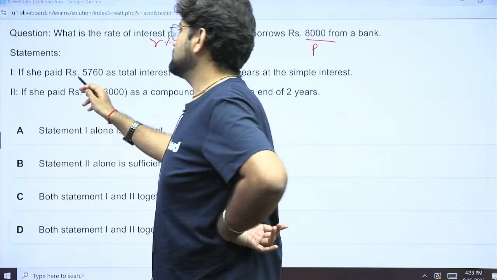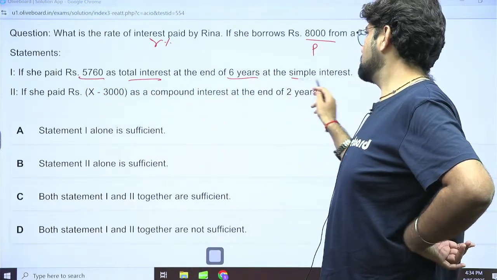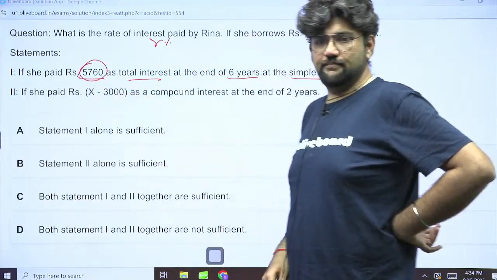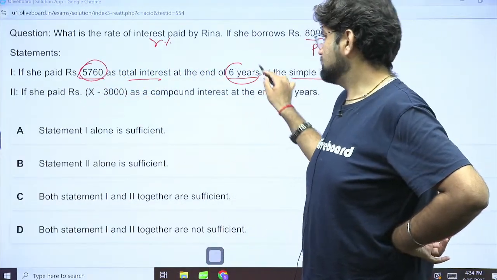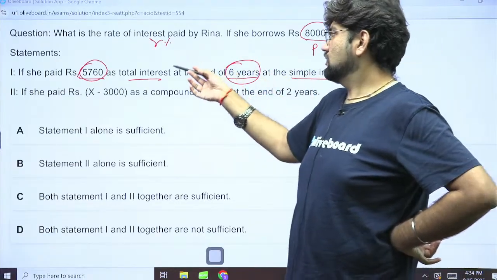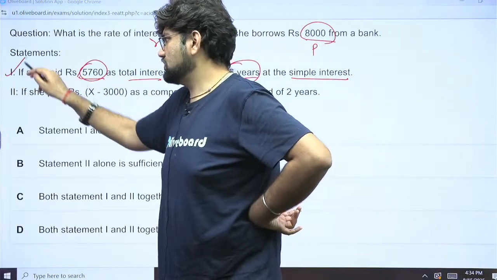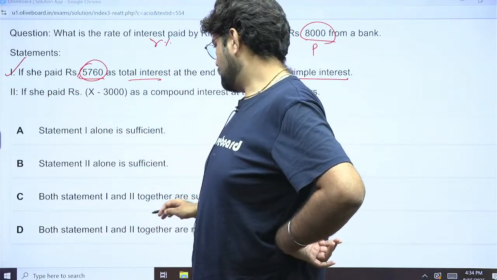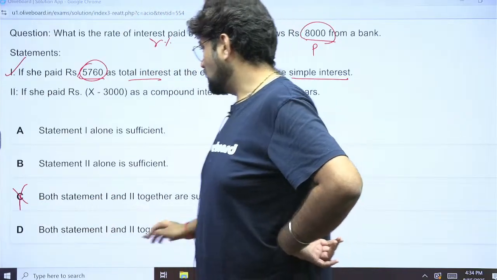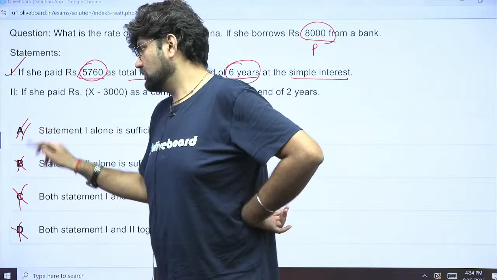So if she paid 5760 as total interest at the end of 6 years as simple interest, now you know that this is the total simple interest which she has paid for a period of 6 years. This is the principal. You know everything here. So now you can easily find out the rate. Not a problem. So statement 1 alone is sufficient. So both 1 and 2 together is not required now. Both 1 and 2 together are not sufficient is also not required now. And statement 2 alone is not possible.